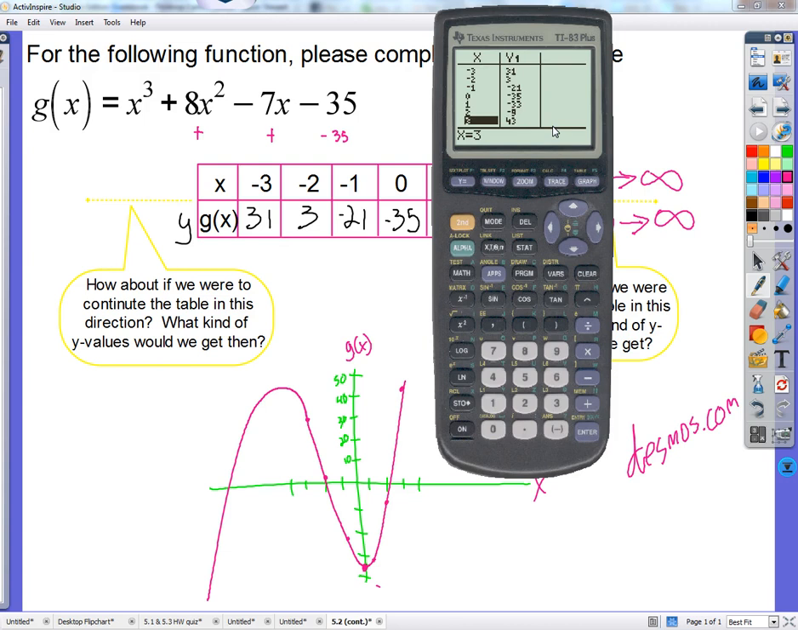So there we are, we got our values, that's how I filled in this table. And so if we go and do negative 15, is that what you got, Jessica? Negative 1505?